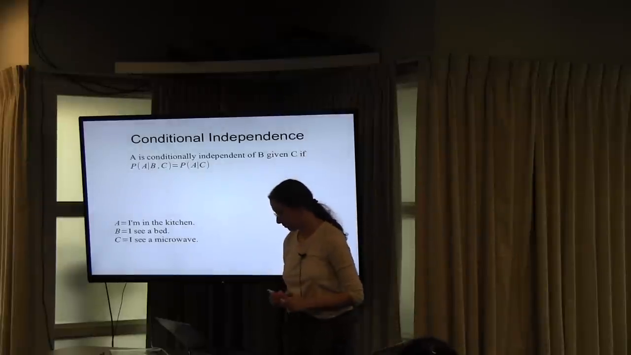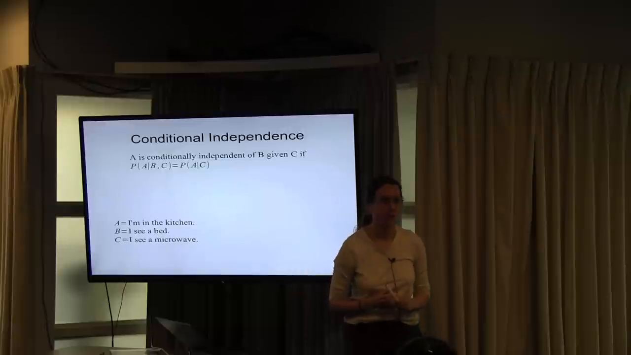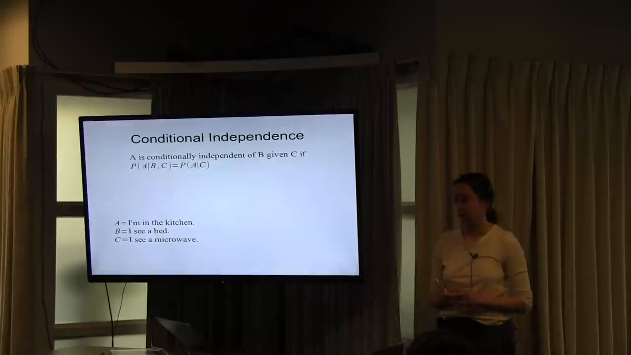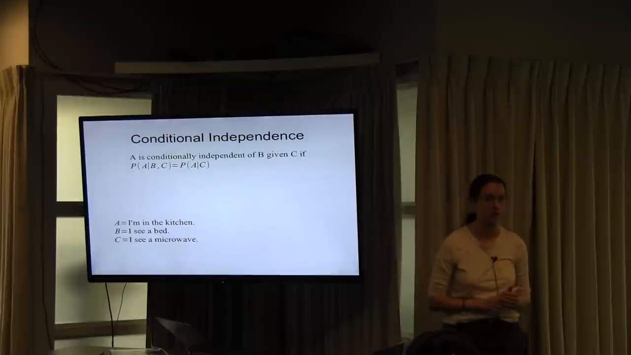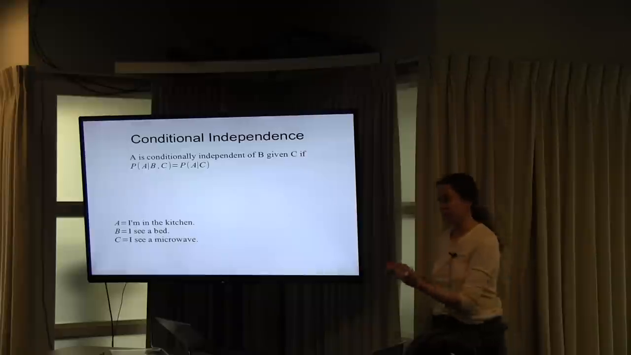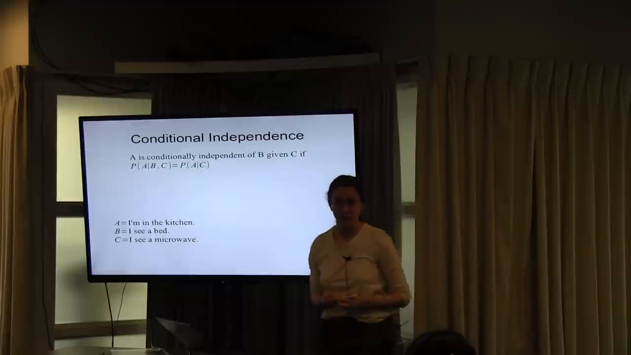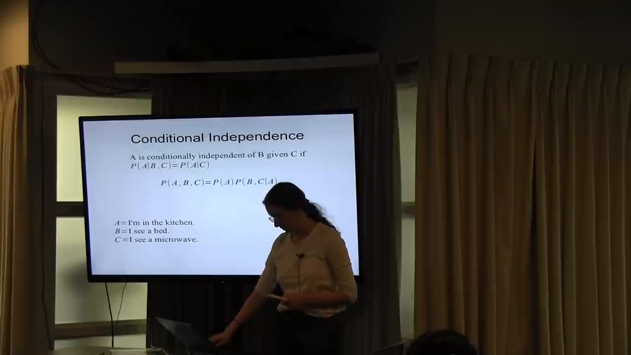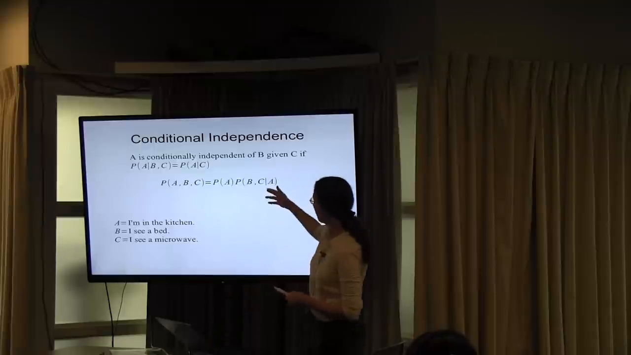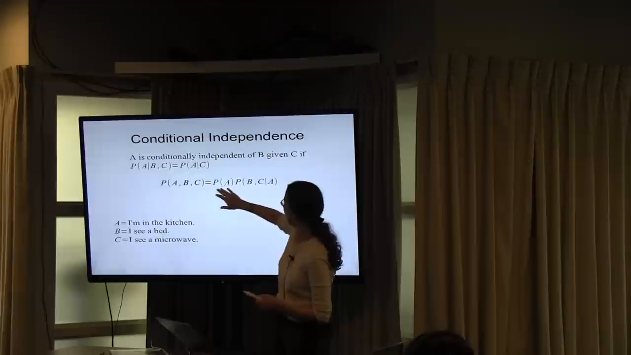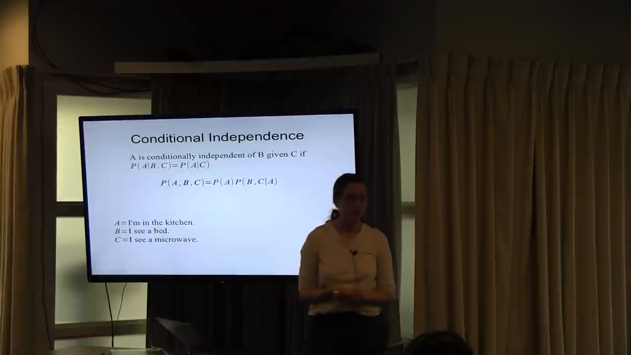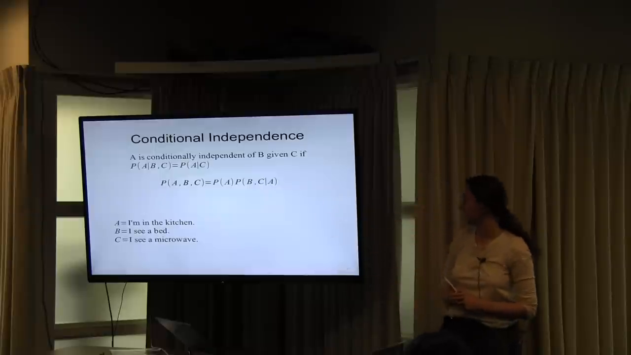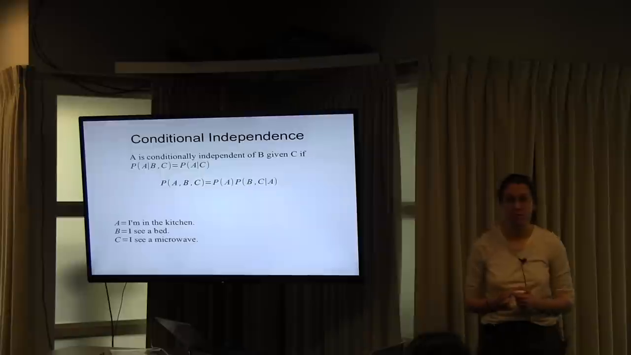So if we make this independence assumption in our domain, so we assume that if I know that I'm in the kitchen, then B and C are conditionally independent. That's basically going to save us entries in our table. So let's see how that works out. Here's, I guess what I was going to do first was write the joint. So A, B, and C, this is the law of the product rule, right? So now what can I say about this using my independence assumption?